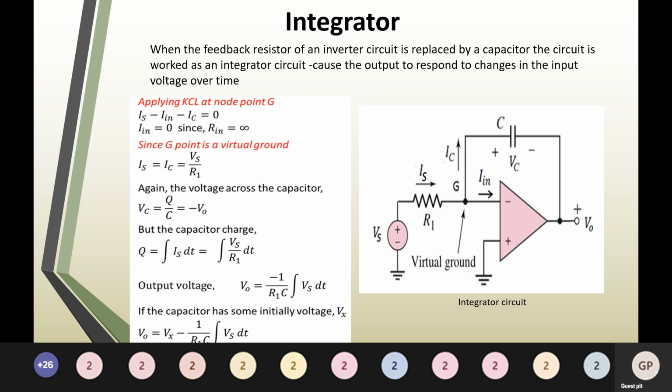But if we assume that this capacitor has some initial charge, some charge stored in the capacitor used here in the feedback, then we have to consider that also when we write the final expression. Your final expression comes as V naught is equal to the initial charge, which we designate as Vx, plus the current output. The current output has a minus sign here, so that minus will come here. So the initial charge plus the current output, which is minus 1 by R1C integral Vs dt. So remember this expression. This will be the final expression of an ideal integrator, right?